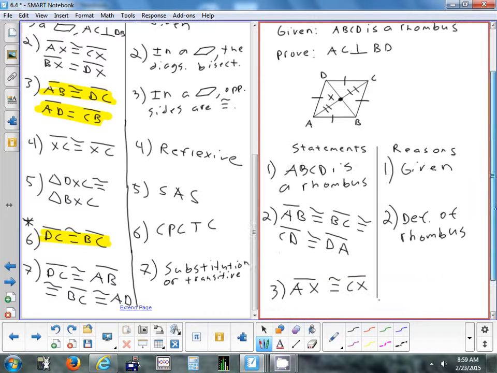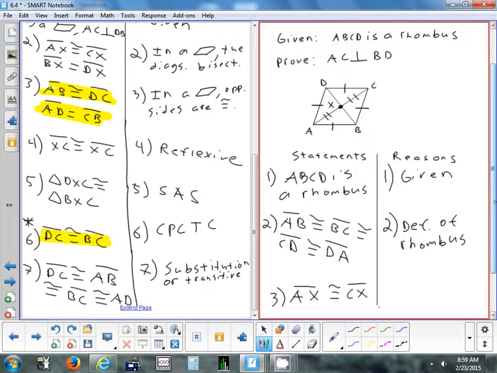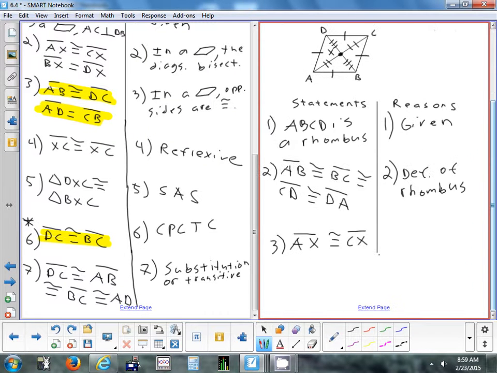Well, we mentioned AX and CX. Yeah, go ahead. Yeah, we could also say DX and BX. Same. It's going to be the same reason. What's the reason? In a parallelogram, diagonals bisect.